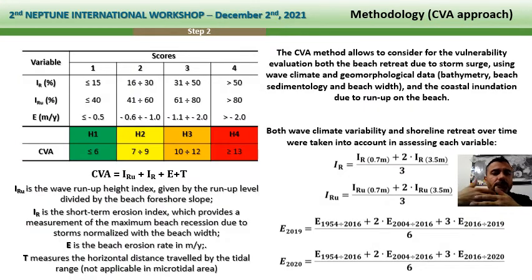In this study, we used the CVI model to assess the erosion susceptibility along each profile and any related change from 2019 to 2020. This model has been implemented and tested in several other European coastal areas and is essentially based on the assessment of the beach retreat due to storm surge using wave climate and geomorphological data, and the coastal inundation due to run-up on the beach. For the sake of brevity, I do not go into the methodology aspect, but you can see in this slide how the single parameters that enter in the CVA assessment are calculated.